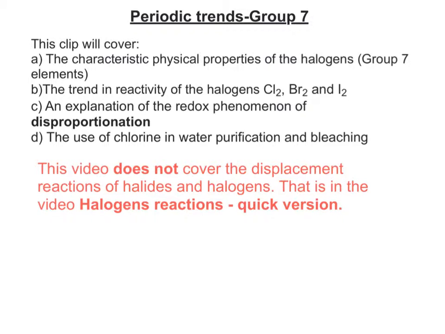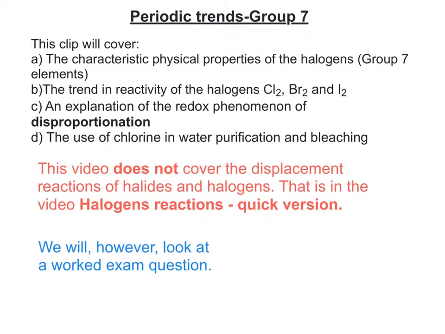If you're looking for stuff on the redox reactions of halides and halogens, the displacement reactions and the ionic equations, the reactions with silver nitrate, etc. That's covered in a separate video called Halogen Reactions Quick Version. But we will have a look at a worked exam question that will come at the end of the clip.